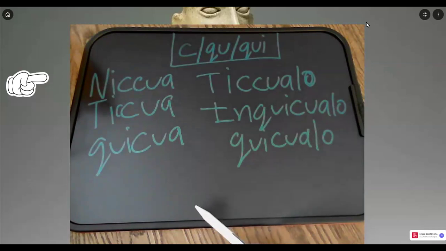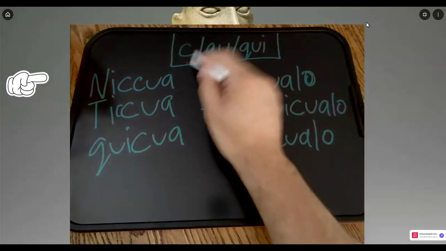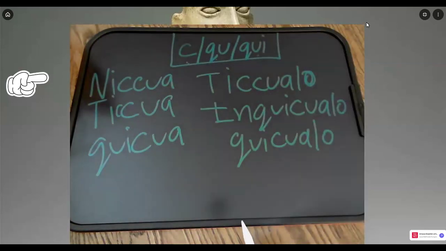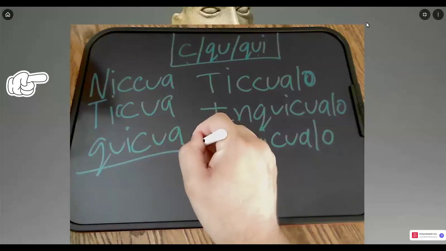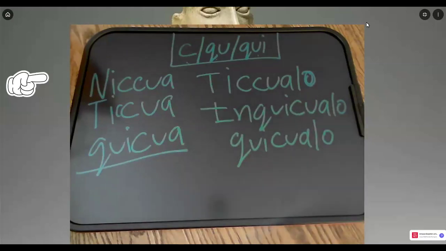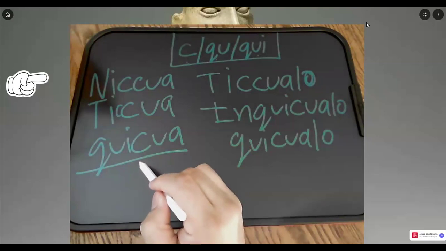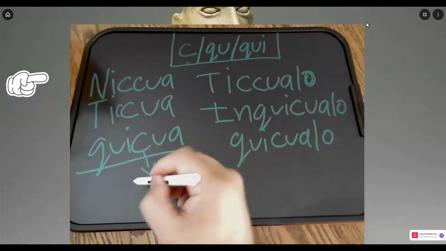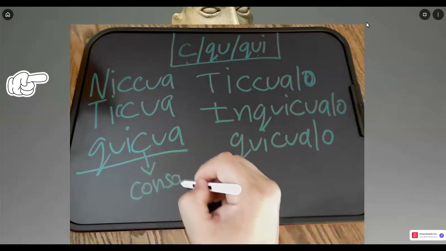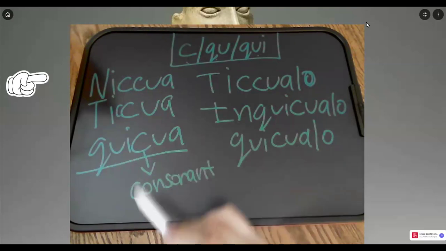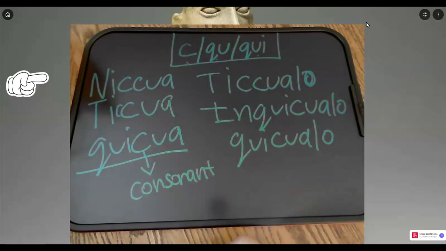You may be asking yourself, when do I use a C, a QU, or QUI? Well, it depends on the verb. And it also depends who's doing the action. So for a third person, if the verb starts with a consonant, meaning any letter but the vowels like A, E, I, O, we use the ki.